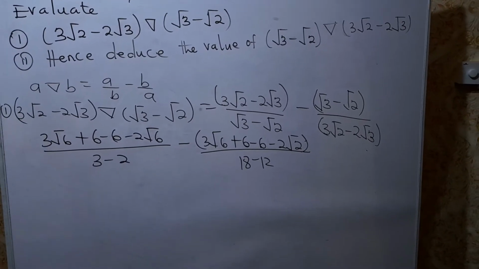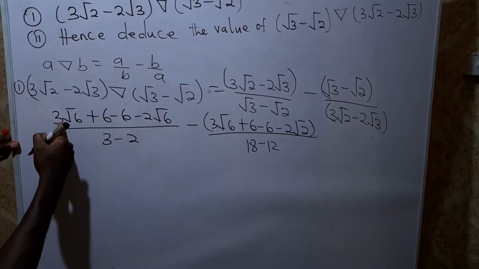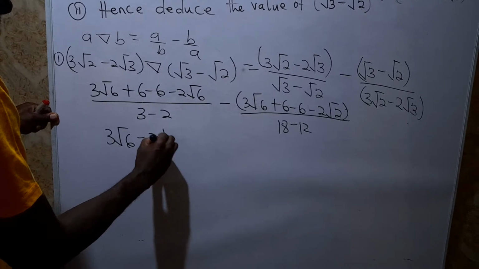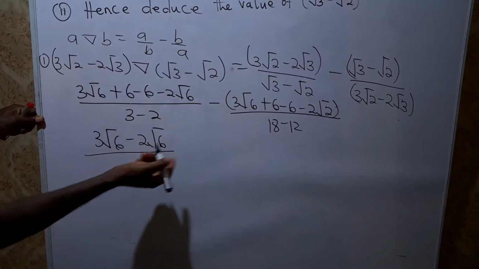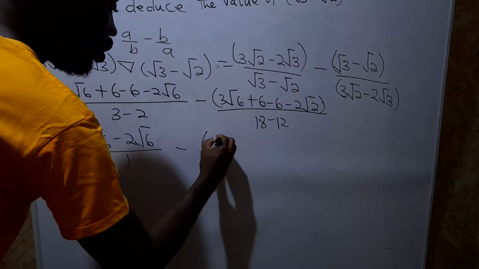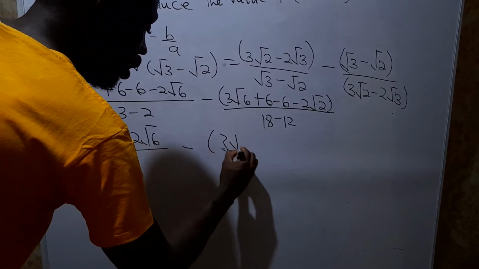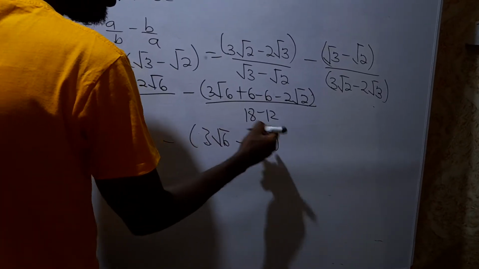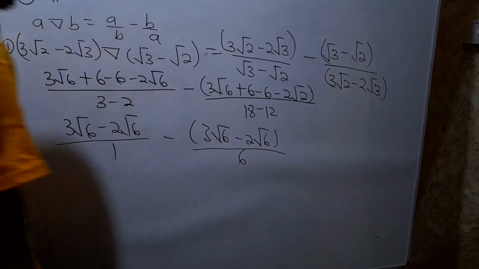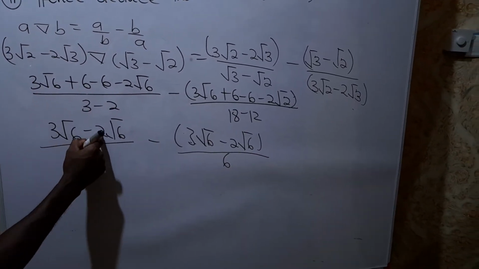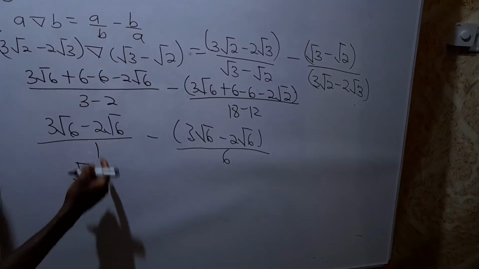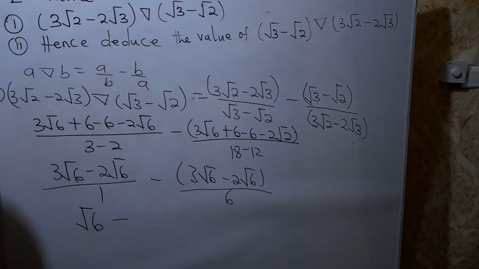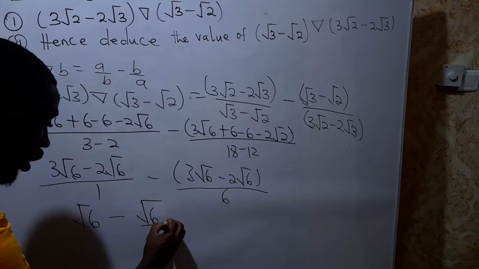So now let's simplify and see what we get. So we have 3 root 6, 6 minus 6 is 0. So minus 2 root 6 over 3 minus 2, 1. Minus 3 root 6, 3 root 6, 6 minus 6, 0. So minus 2 root 6. Then 18 minus 12 is 6. So what we have? 3 root 6 minus 2 root 6 is just root 6. Divided by 1 is still root 6. Minus 3 root 6 minus 2 root 6, that will be root 6 over 6.